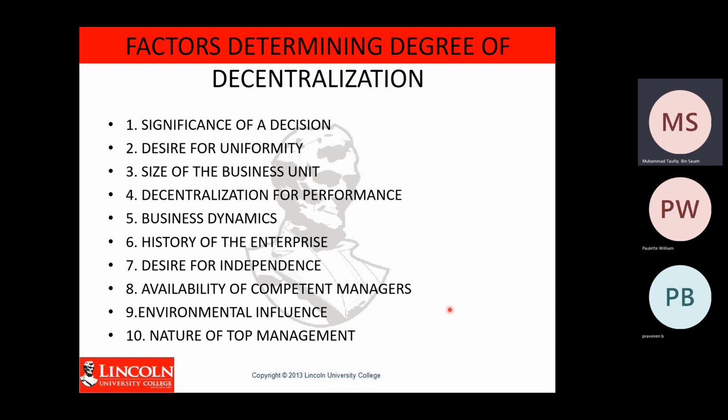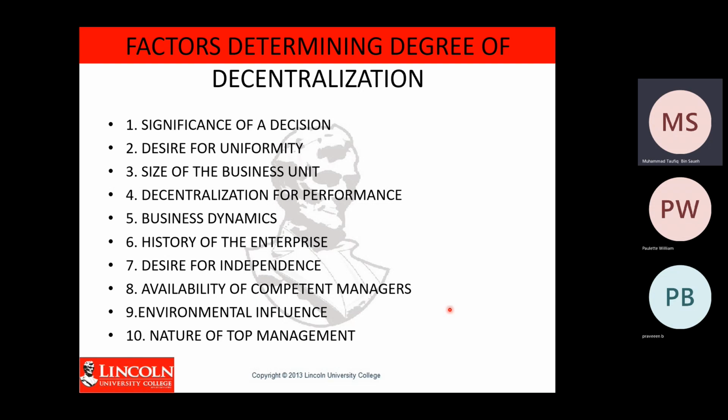The first factor is the significance of a decision. If the decision is small, meaning it will not affect other areas of the company, maybe as a manager you will allow your workers to make the decision. And then the second factor, desire for uniformity.